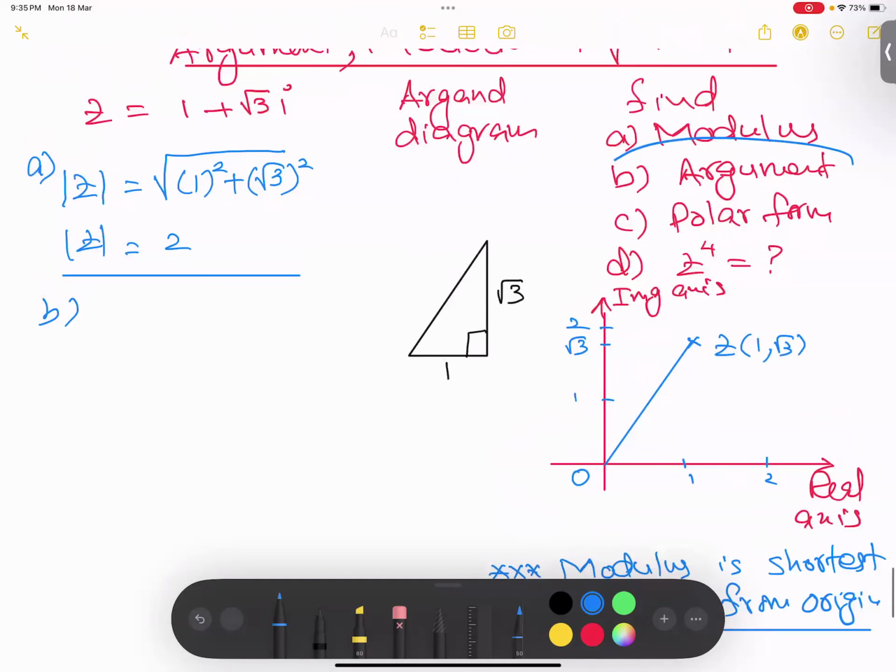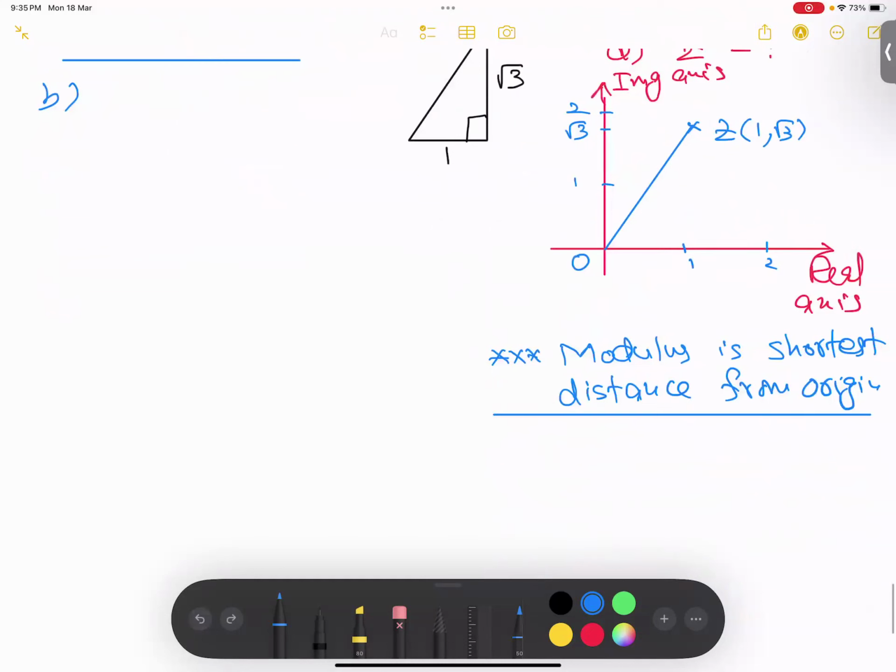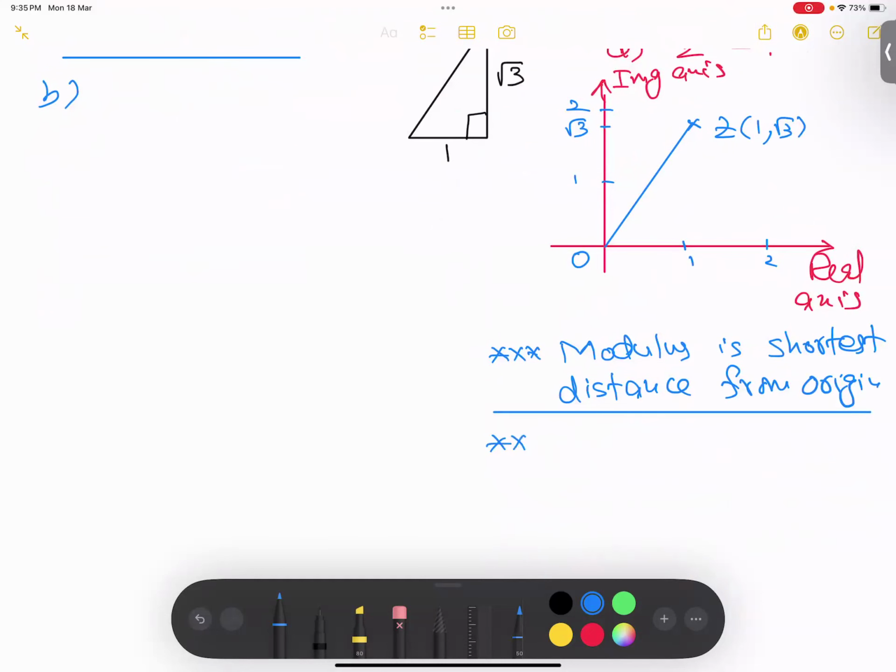Now let's move on to part number 2. Some rules and regulations for argument. So let's see the rule. What is the modulus? What is the argument definition? So argument is the shortest angle with the x-axis. With the x-axis is a very important thing.